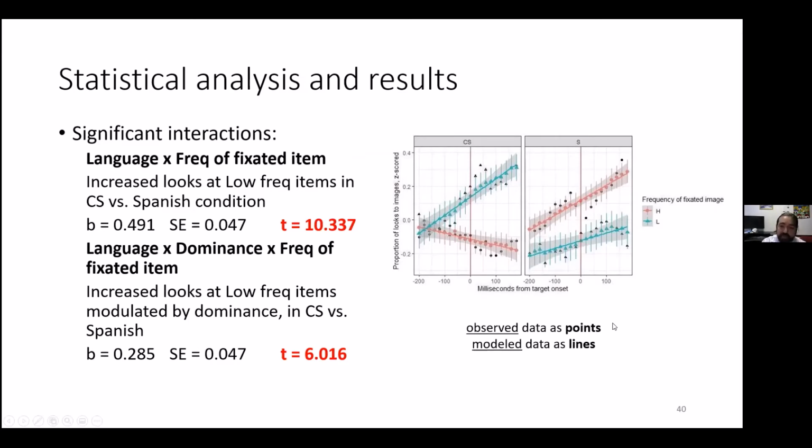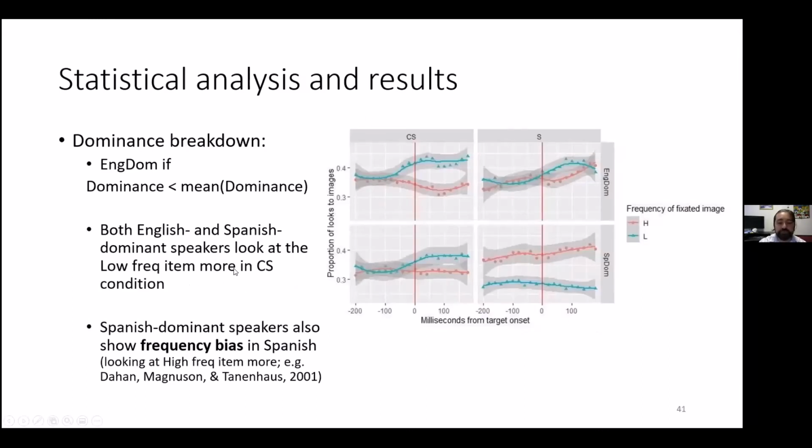We did have a bidominance interaction as well, which is interesting. But the takeaway from that bidominance interaction is that for the code switches, whether somebody was less dominant or more dominant in English or Spanish, either way, they're still looking at the lower frequency item after hearing code switches. Where it seemed to matter was in the Spanish conditions. So you see here that the Spanish dominant speakers were more likely to show a high frequency bias. This is typically what we find in monolingual speakers, but the English dominant speakers didn't show that high frequency bias, okay?